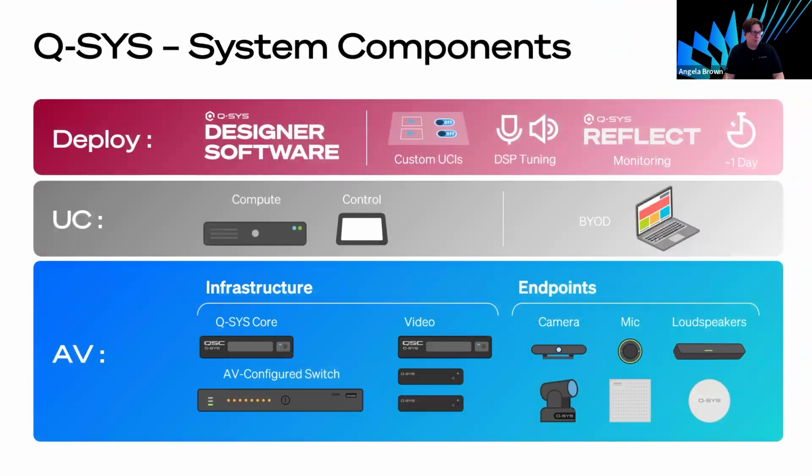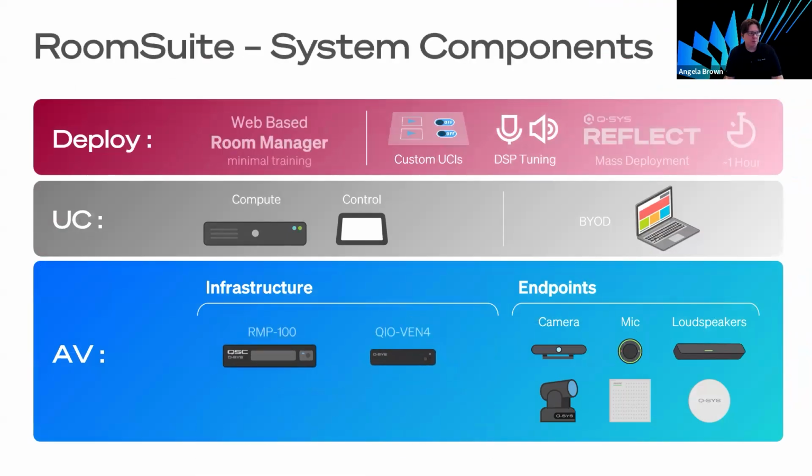All right, so let's go back to this little diagram that we talked about. Now that we've introduced RoomSuite, what this changes to is pretty interesting. I like to point out here that the infrastructure is a lot less. We're now a single cable between the table and the display. We still have our compute. We still have a UCI. We still have Reflect, but we're using a web browser to commission. Reflect gives us some mass deployment tools that weren't necessarily there before.